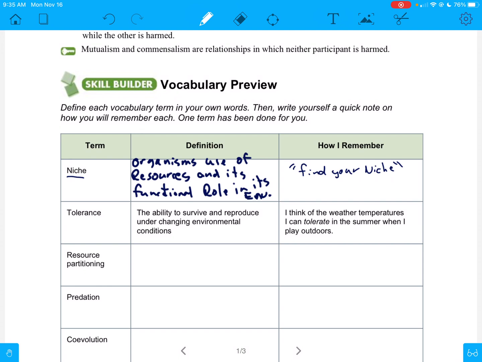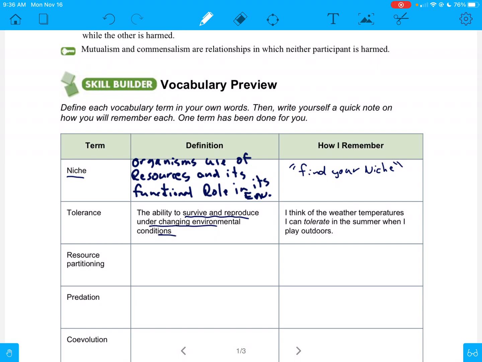Okay, so the next thing is tolerance. And this idea of tolerance basically is the ability to survive and reproduce under changing environmental conditions. So in other words, how flexible are you? Are you able to tolerate extreme situations, or do you fall apart? Do you turn into a bowl of jello when anything stressful starts to happen? Well, that's what we're talking about when we say tolerance.